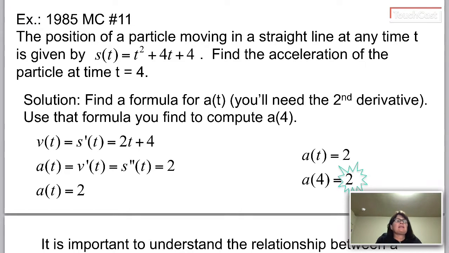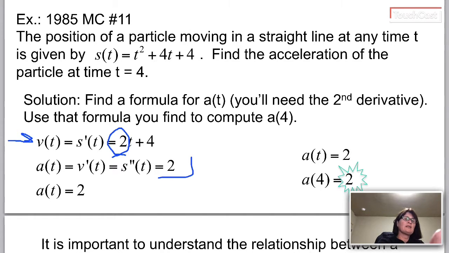All right. So I said here, solution, find a formula for a of t, which requires a second derivative, and use that formula to compute a of 4. So I'm following along here. The velocity is the first derivative of position. So I know how to take the derivative of this polynomial function. S prime is going to be 2t plus 4. To find acceleration, I'm going to need to take the derivative of the velocity, which is 2. That number 2 was the derivative of 2t, and the derivative of 4 is 0.